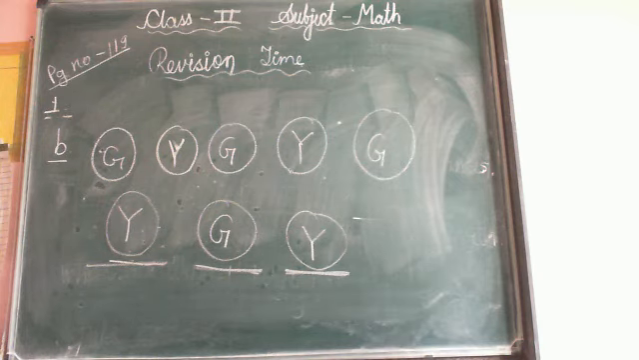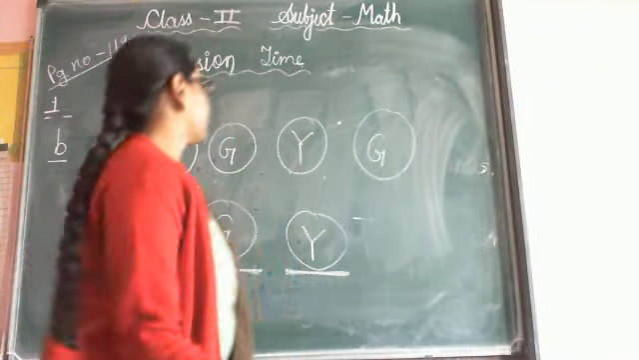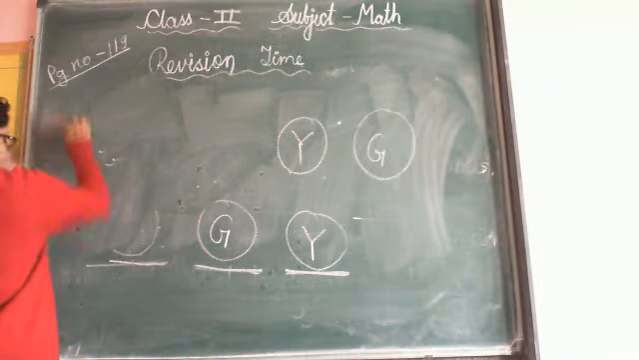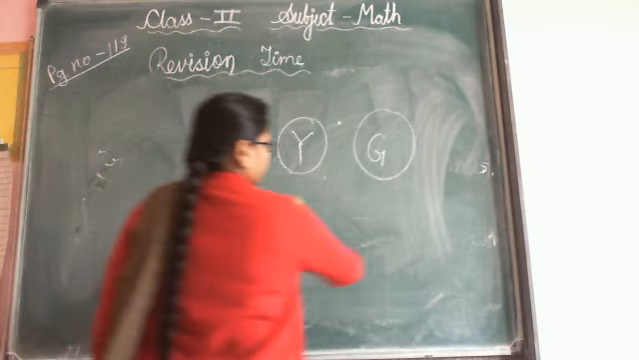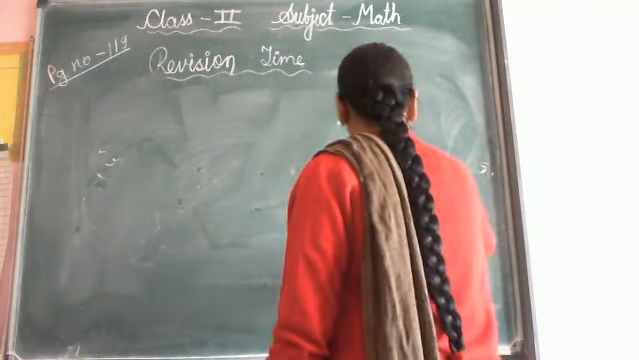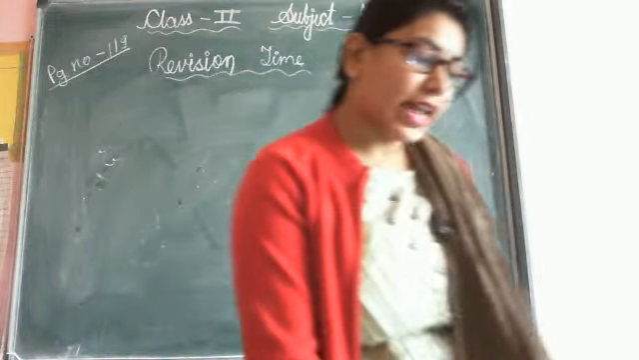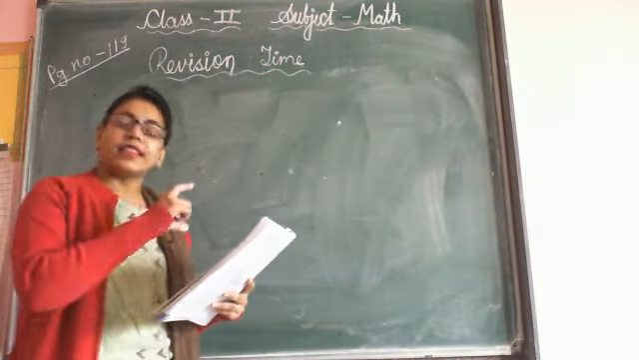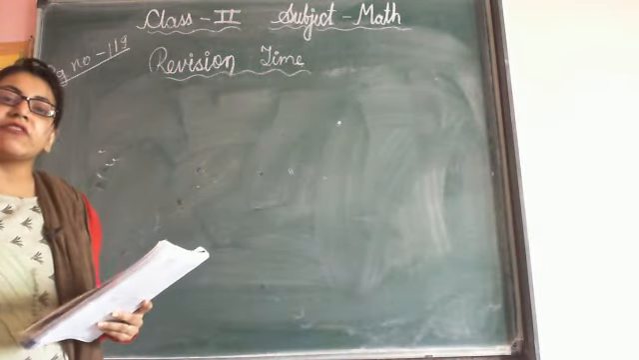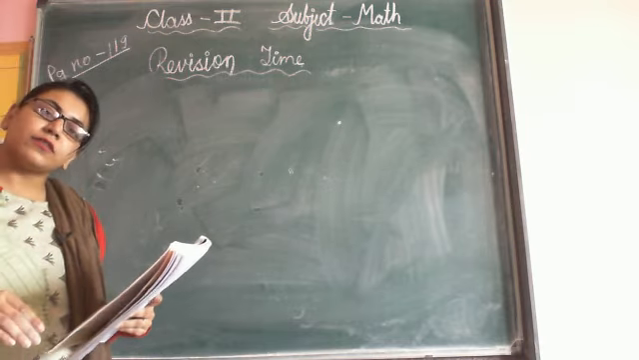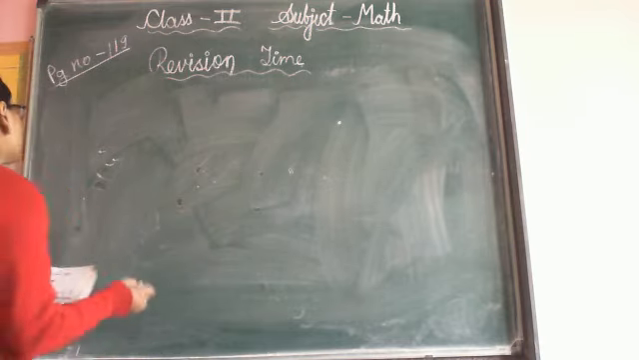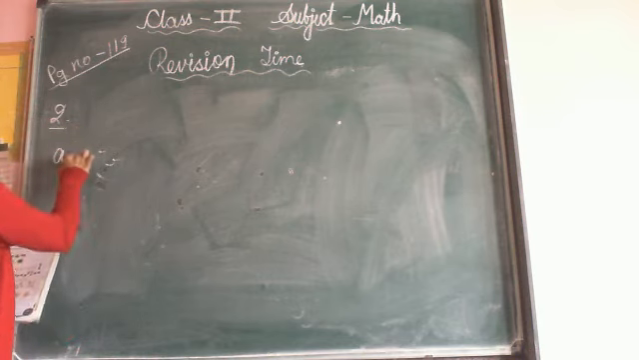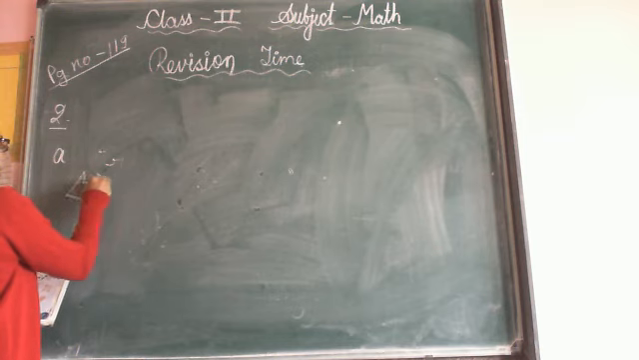I hope students you are done now. So let's move towards the next question. Okay, so the next question is, circle the shape that comes next. There is a pattern given, then 2 shapes are given. We need to circle that shape which will come next, which is the next step. So let's see question number 2, part A. Let me draw the question first.